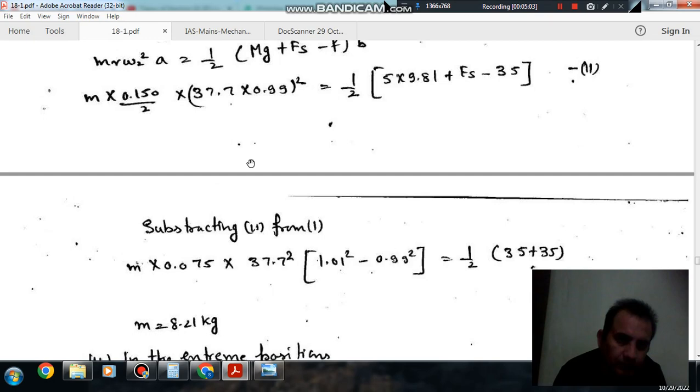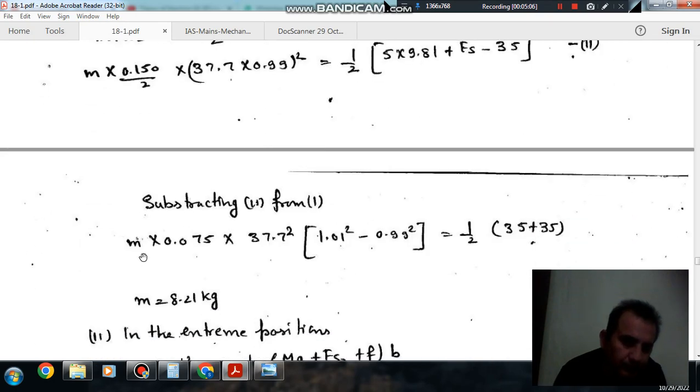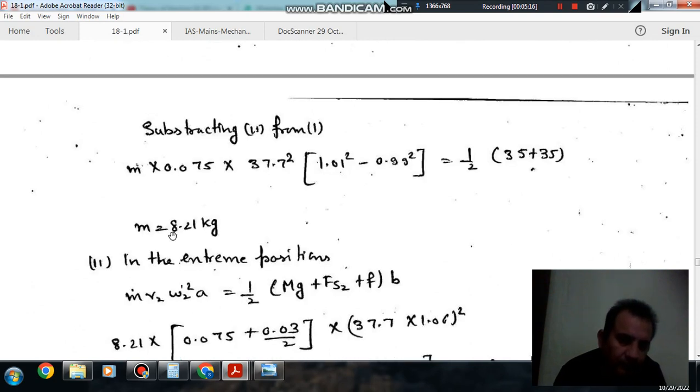Okay. So now subtracting 1 from 2 will be your m into 0.075 into 37.7 square, 1.01 square minus 0.99 square will be equal to 1 by 2, 35 by 33. So 8 m will be your 8.21 kg. The mass of the ball is 8.2 kg.